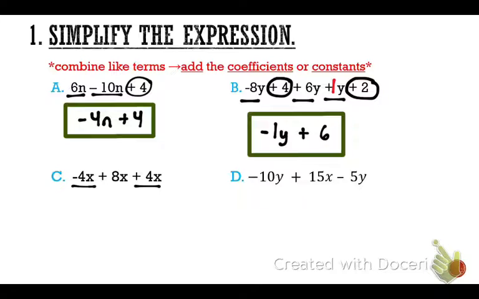Okay, so what do you think, Gerard, can happen to negative 4x and positive 4x? You are correct. A number and its opposite equals 0, or it cancels out. So, Gerard, what's left?